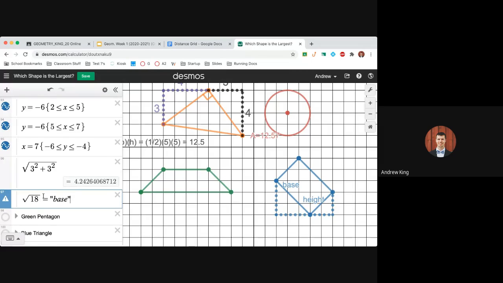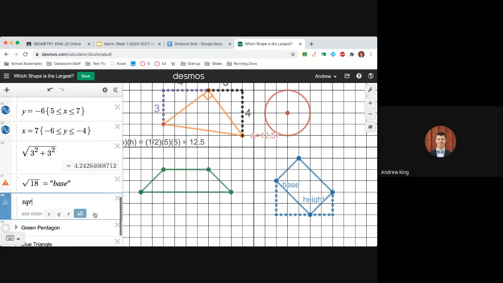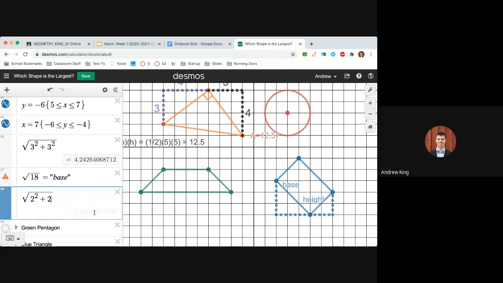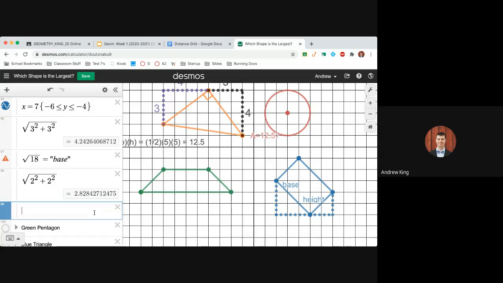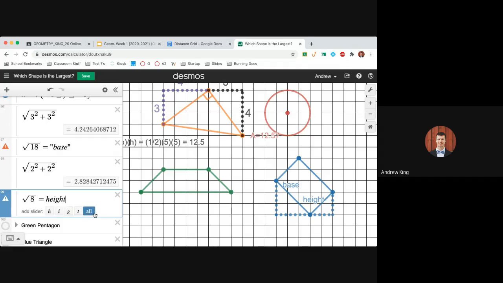All right, and for the height, go ahead and try this one yourself if you can. Looks like the height is 2, and the width here is also 2. So this would just be the square root of 2 squared plus 2 squared. 2 squared is 4, plus 4 is 8. So the square root of 8, that is our height of the rectangle.